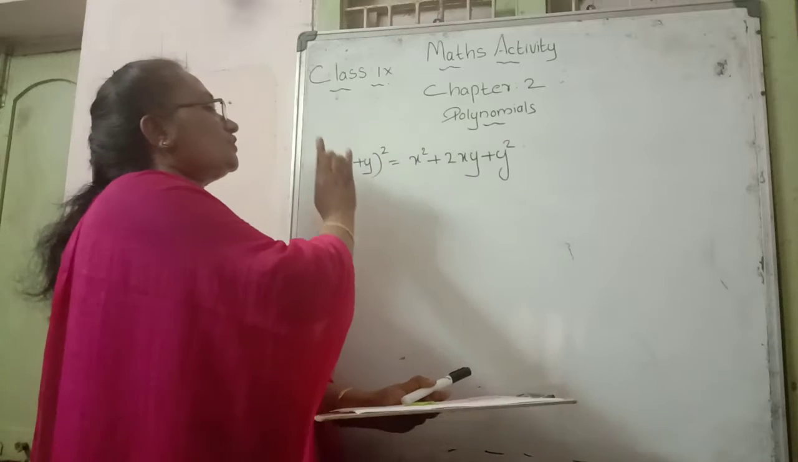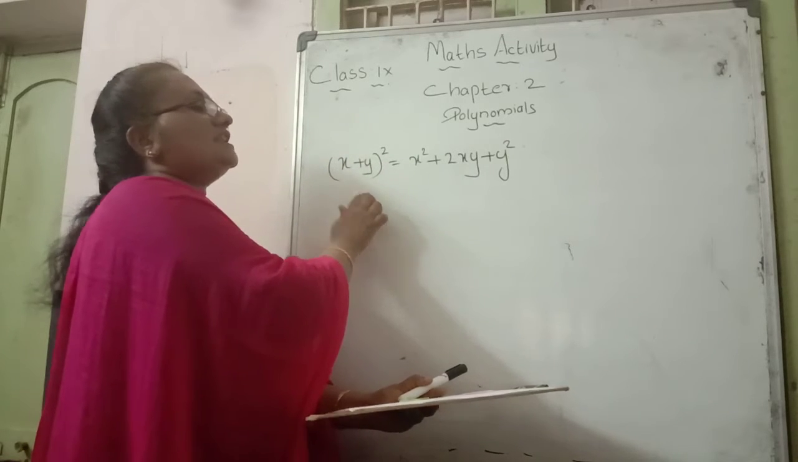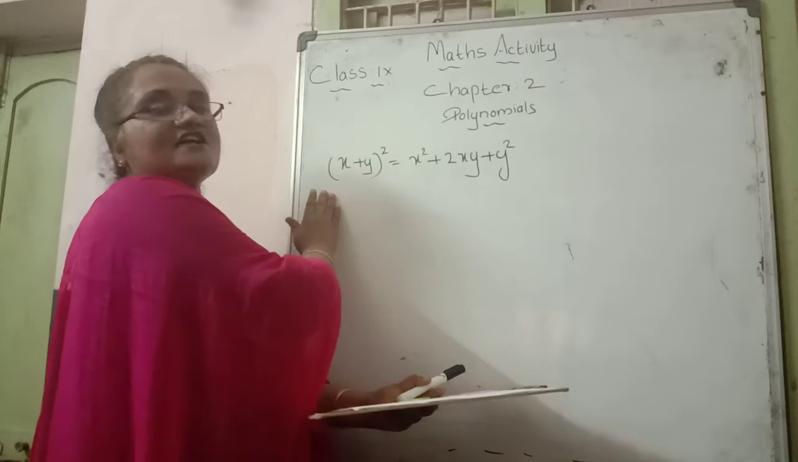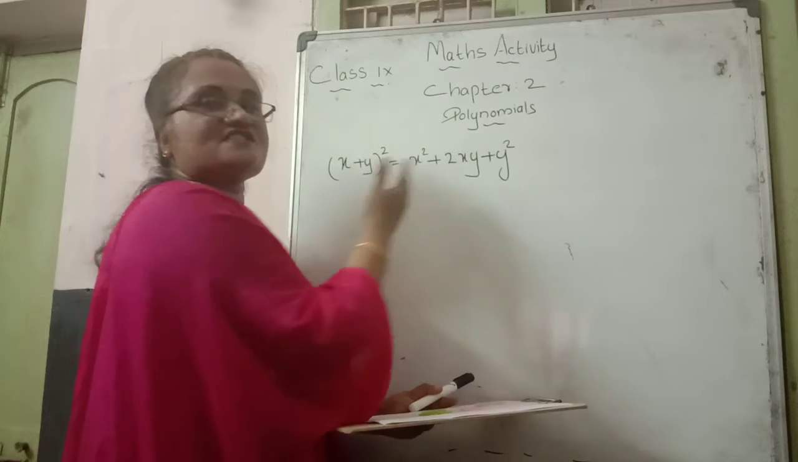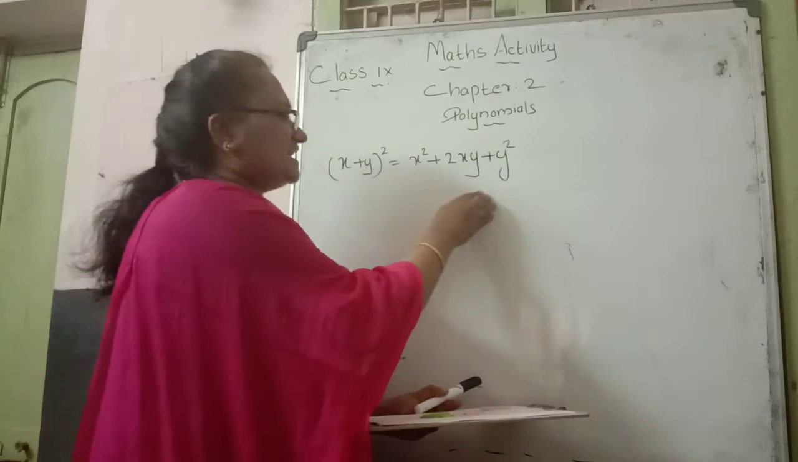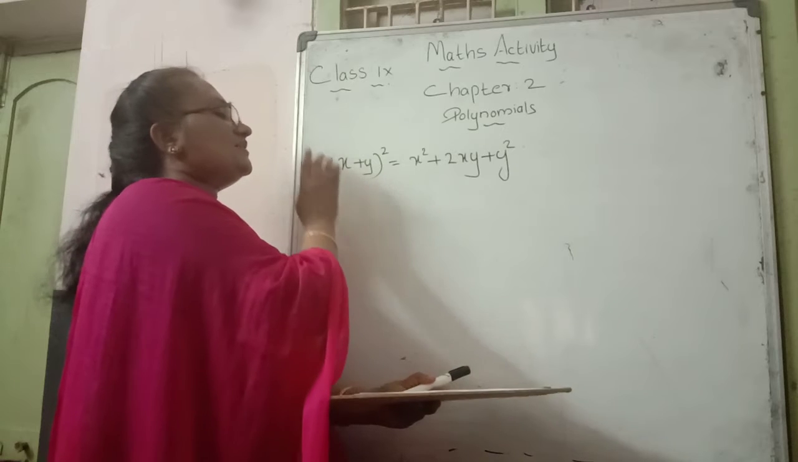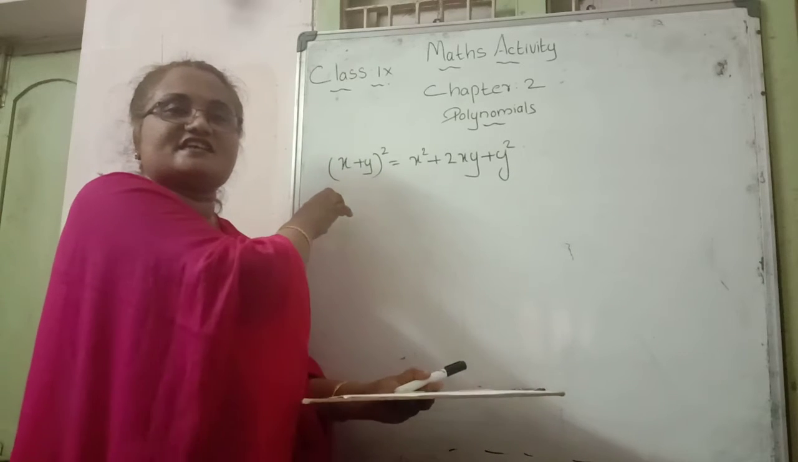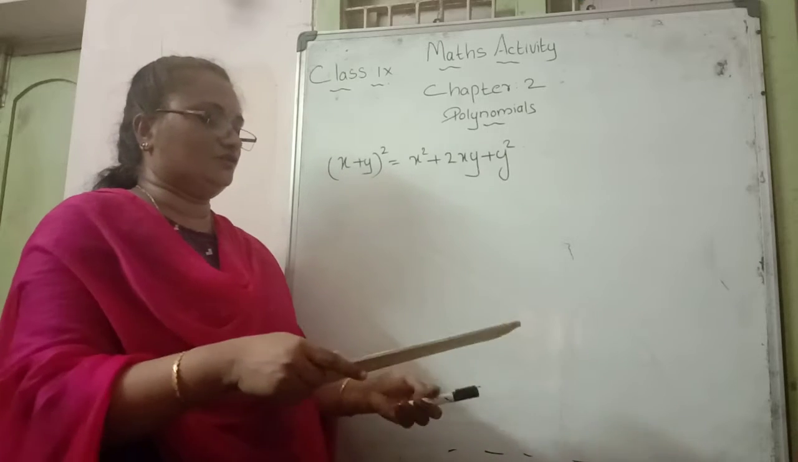First I am going to explain how to show the left hand side. Before the equal sign is the left hand side, and after the equal sign is the right hand side. How can we show the left hand side by activity? The left hand side is (x + y) the whole square. How do we do that?